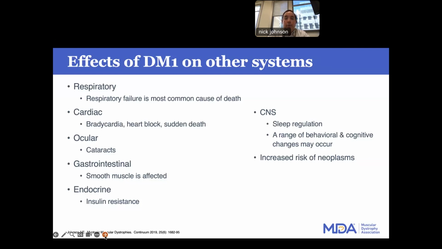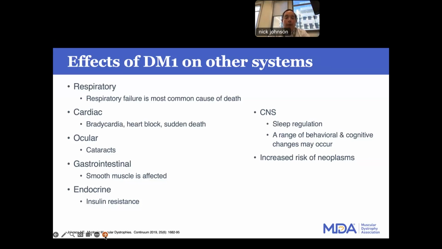And the brain is potentially one of the more debilitating areas of symptoms. Sleep regulation can be a problem. These patients are often night owls. They may have difficulty with central and obstructive sleep apnea. Narcolepsy might even occur. So really, profound daytime sleepiness and sleep dysregulation. But then there's a full range of changes that may occur, from an avoidant personality and potentially mild dysexecutive function all the way to frank intellectual impairment.